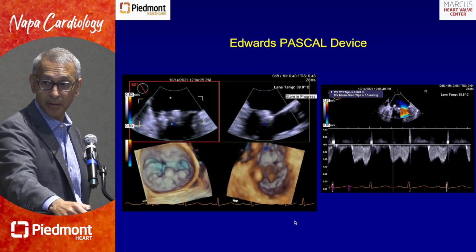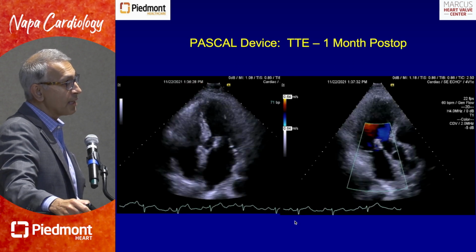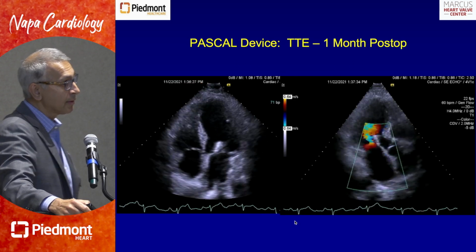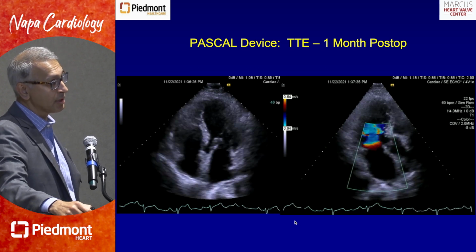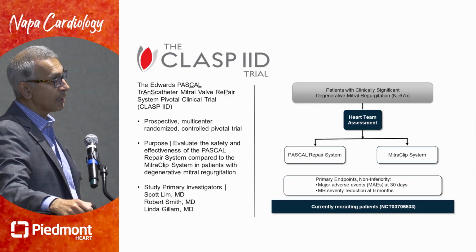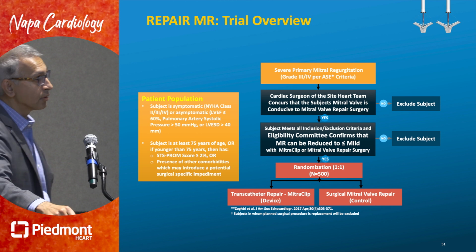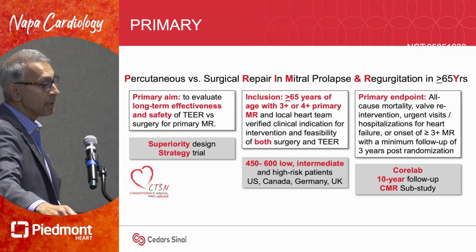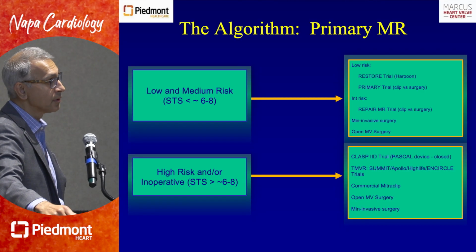Manny, would you agree on this? And so again, different ways of doing it. Here's the patient at 1 month. A little bit more mitral regurgitation right across the anterior leaflet there, but still we would consider an 84-year-old safe. This is the Pascal trial. I want to mention 2 trials to you that are ongoing. One is REPAIR MR for intermediate risk patients, and the other is PRIMARY MR, which is for low and intermediate risk patients.